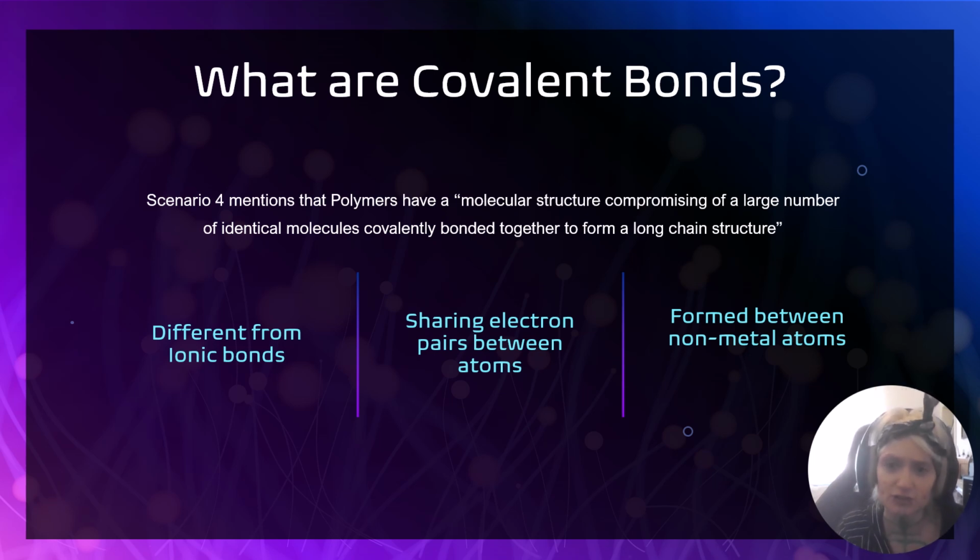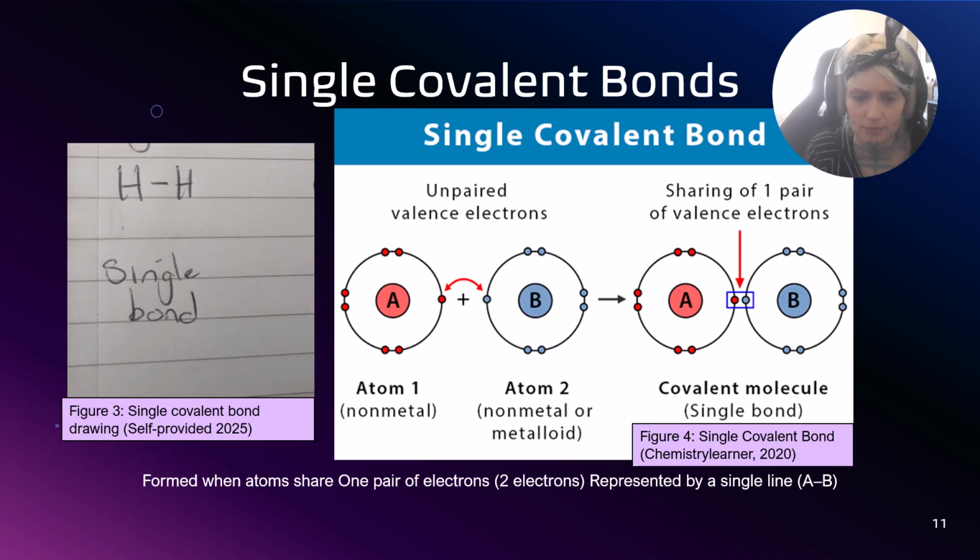This sharing of electrons creates an overlap of the electron clouds of the bonded atoms, making an attractive force that holds the atoms together. Covalent bonds typically occur between non-metal atoms and allow for the formation of complex molecular structures. Single covalent bonds are formed when atoms share one pair of electrons, meaning that they have two electrons. This is represented by a single line, meaning that both atoms achieve a stable electron configuration.